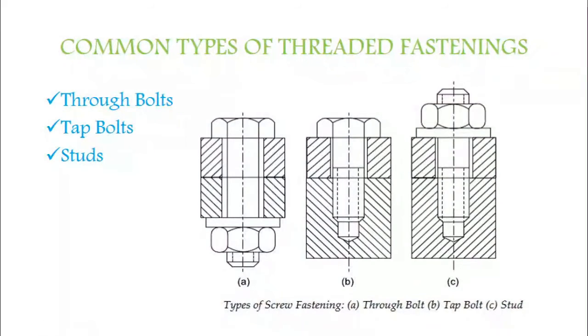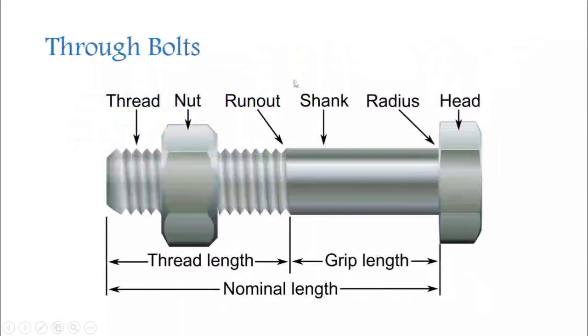A through bolt is simply called a bolt and nut assembly. Let's see, this is the through bolt assembly. The bolt contains a cylindrical rod with a head at one end and threaded at the other. The through bolts contain a cylindrical rod threaded at one end and a head at the other end.